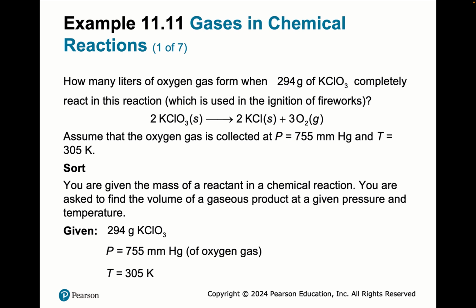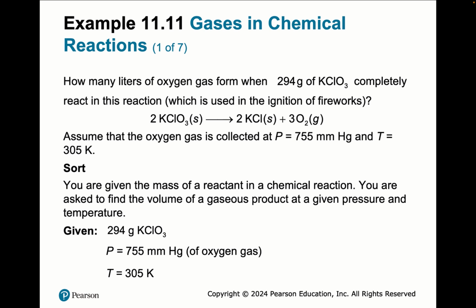How many liters of oxygen gas form when 294 grams of potassium chlorate react in this reaction? 2 potassium chlorates form 2 potassium chlorides and 3 moles of oxygen. Assume the oxygen gas collected is at that pressure and that temperature.